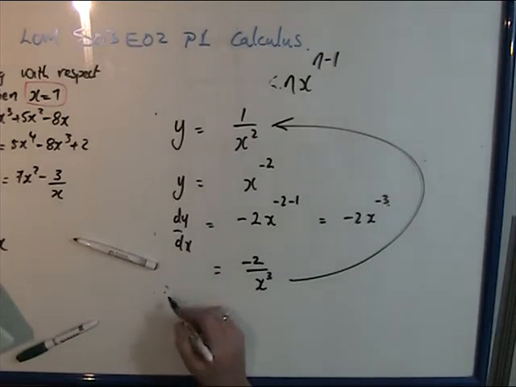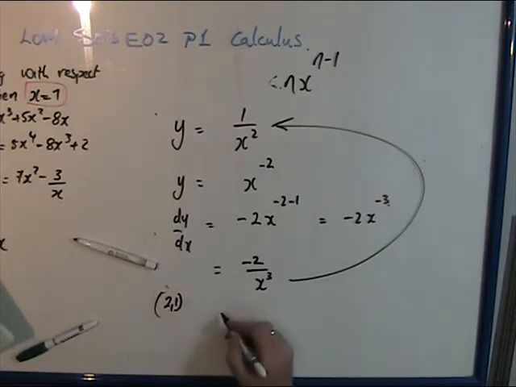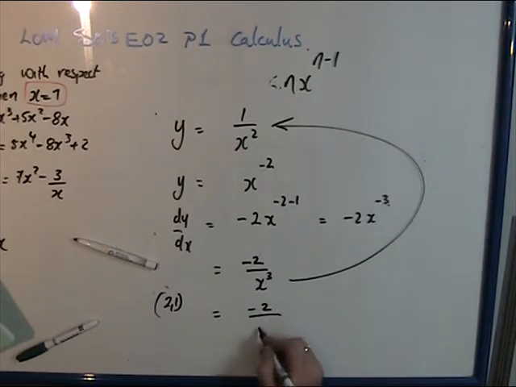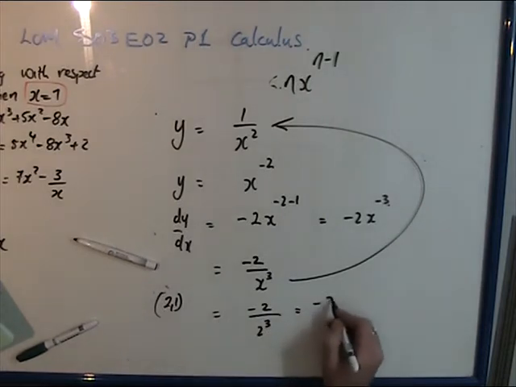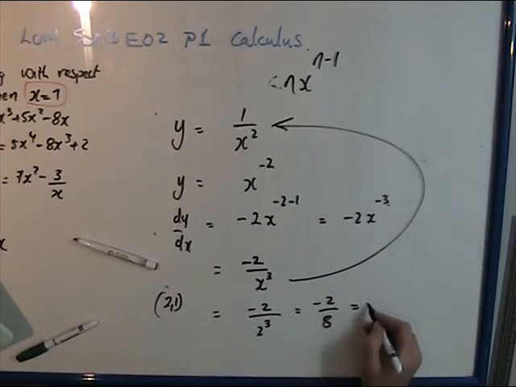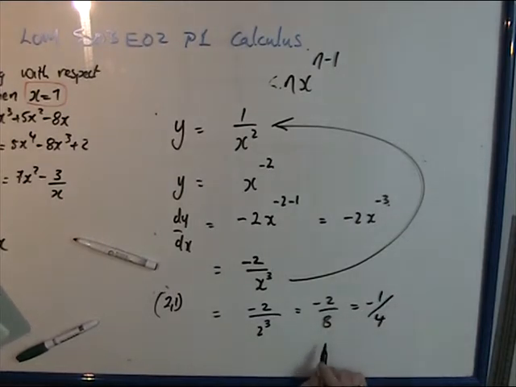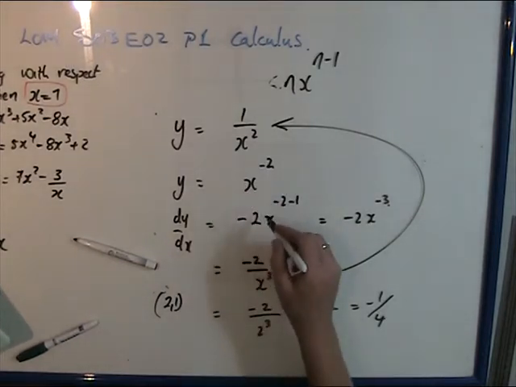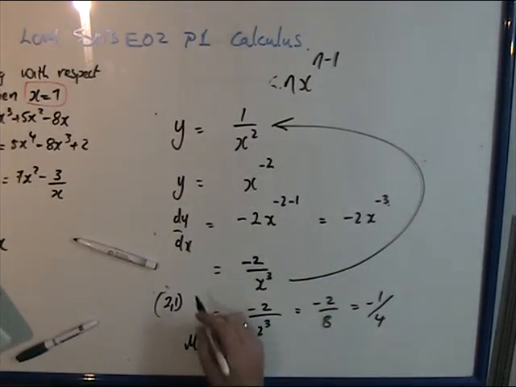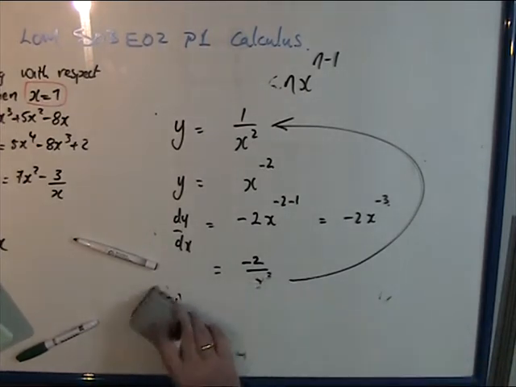So if I have the point, say (2, 1), I only put in 2 for x. That's equal to minus 2 over 2 cubed, which is equal to minus 2 over 8, which is equal to minus a quarter. So the slope, we'll call this m, of y is equal to minus a quarter at that point (2, 1).